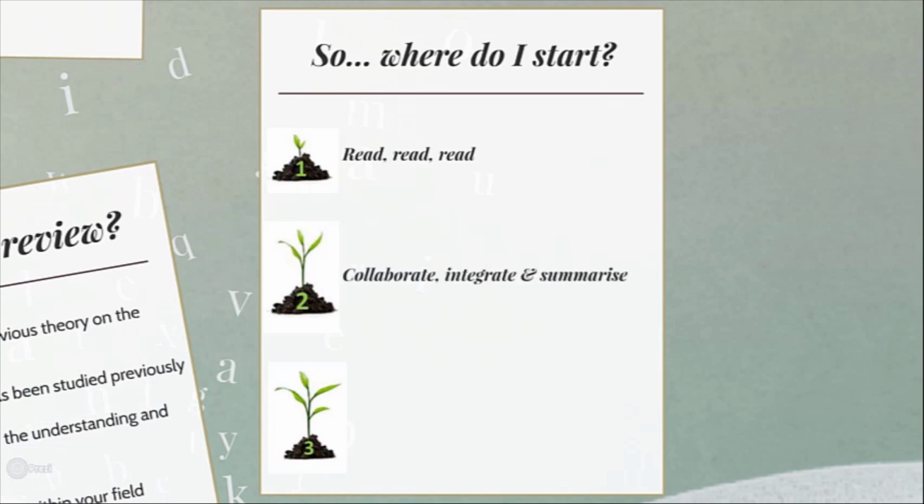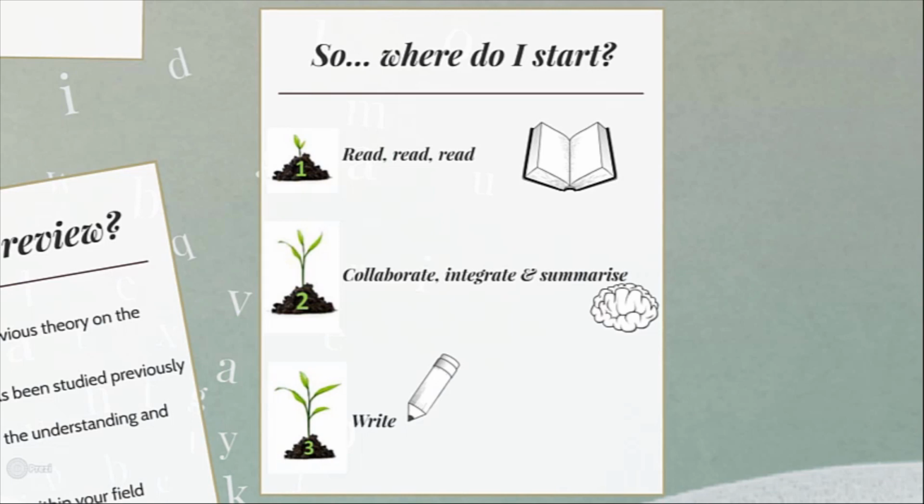The second phase is where you collaborate what you've already learned, you integrate it in terms of your sources and in terms of your own study, and then you summarize everything that you read. Lastly, you write up your literature review. Now, please note over here that the writing part comes after the reading and the collaborating, integrating, and summarizing part. So don't start writing before you really have done the first two steps.